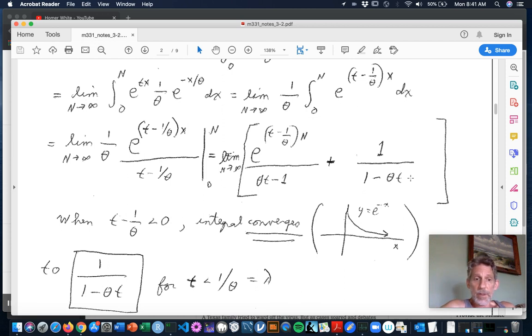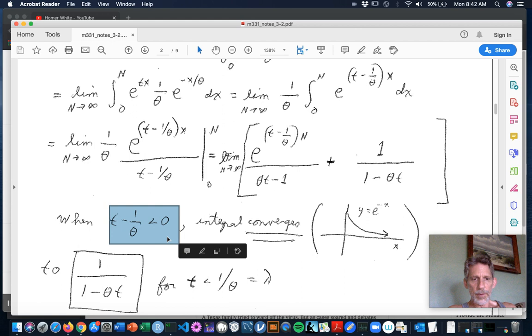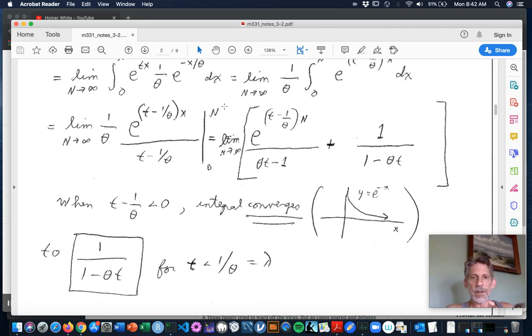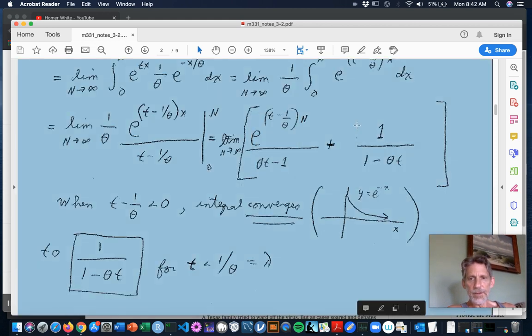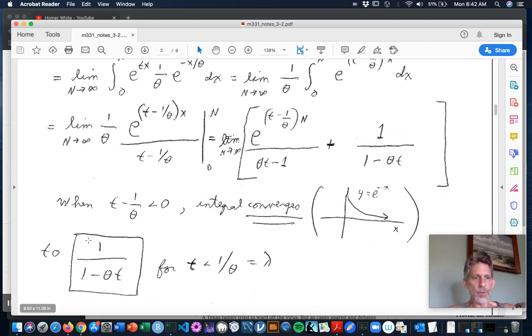So when is this limit going to be finite and when not? Well, you've got an exponential function there. If the coefficient in front of the variable n is a negative number, you're looking at something like the graph of y equals e to the negative x. It goes down really fast to 0, converges to 0. And so if t minus 1 over theta is less than 0 here, then this integral is going to converge. If it's bigger than 0, then this integral is going to diverge because e to the positive power goes up. So when we get the convergence, this stuff here is going to 0, and you're just left with this. So the moment generating function is 1 over 1 minus theta t for t's that are less than the rate, 1 over theta.